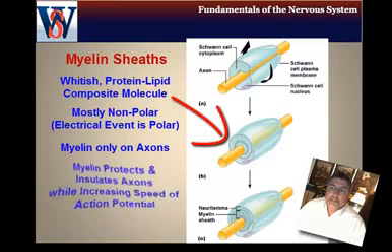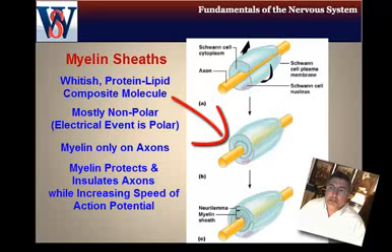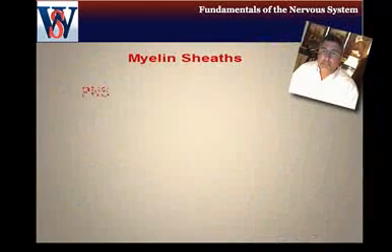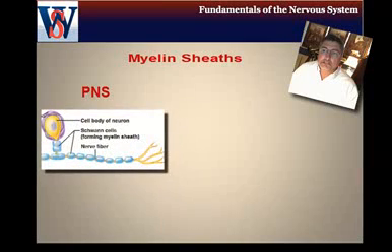They act to protect and insulate the axons while increasing the speed of the nervous impulse being transmitted down that axon. Myelinated fibers conduct action potentials rapidly. Unmyelinated fibers are comparably slower, with the difference being upwards of 150 times. In the peripheral nervous system, the myelin sheath is produced by Schwann cells.